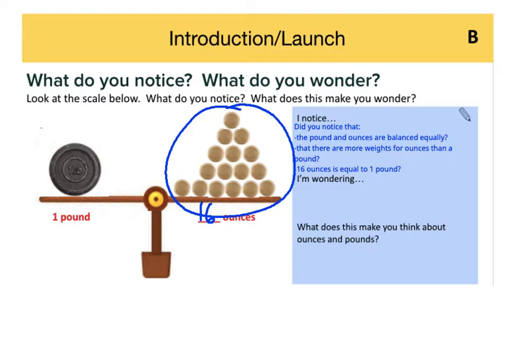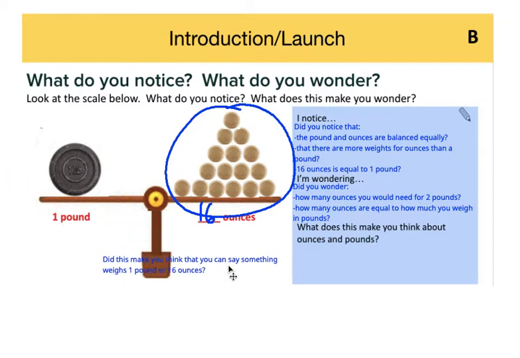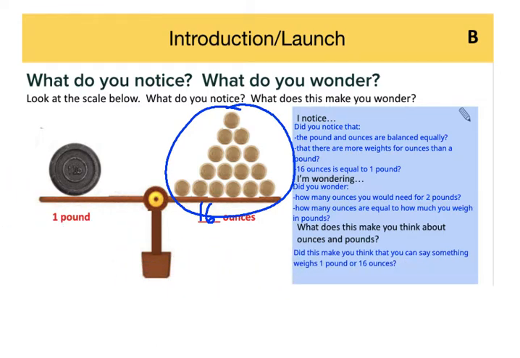What did you wonder? Did you wonder how many ounces you would need for 2 pounds? Did you wonder maybe how many ounces are equal to how much you weigh in pounds? So if you weigh 100 pounds, how many ounces is that? And let's finish up that last question. What does this make you think about ounces and pounds? Did this make you think that you can say something weighs 1 pound or 16 ounces? Based on this scale, we see that 1 pound and 16 ounces are equal.